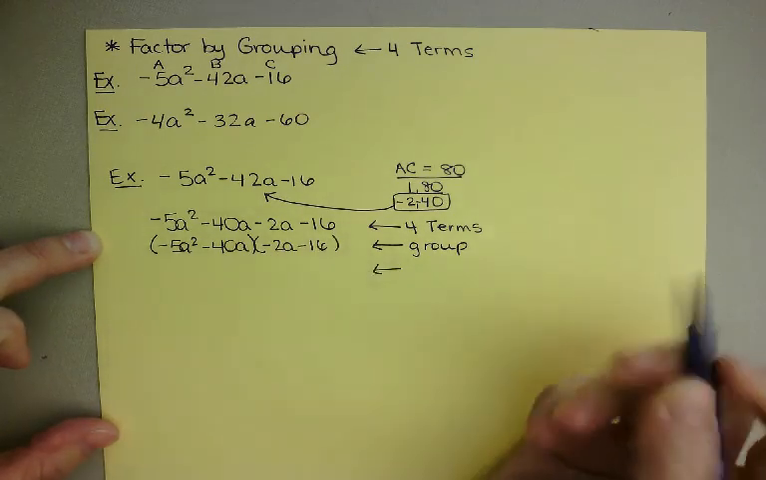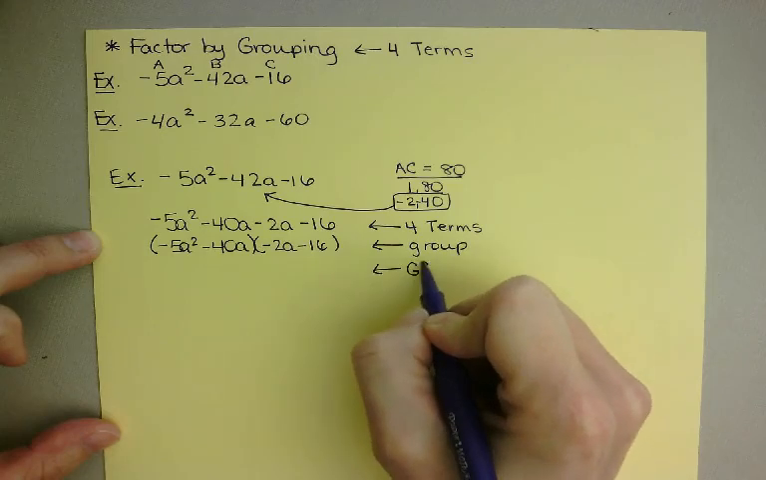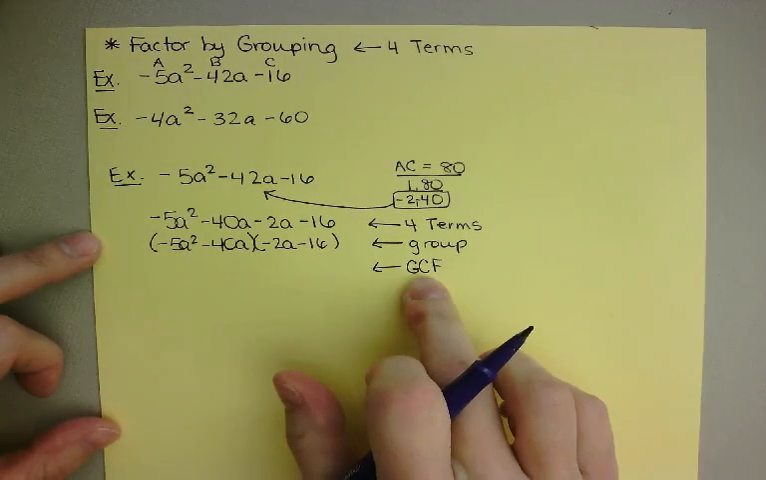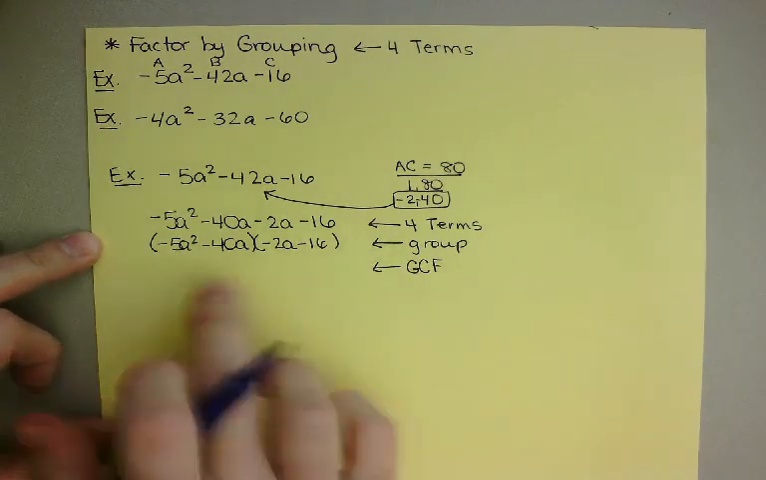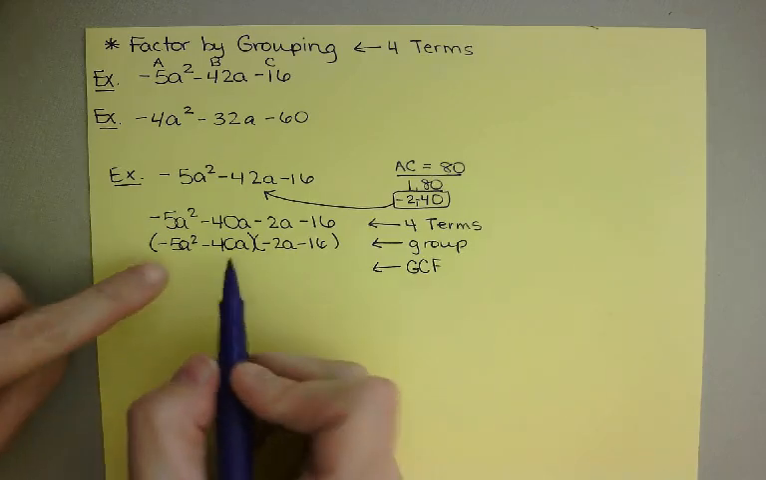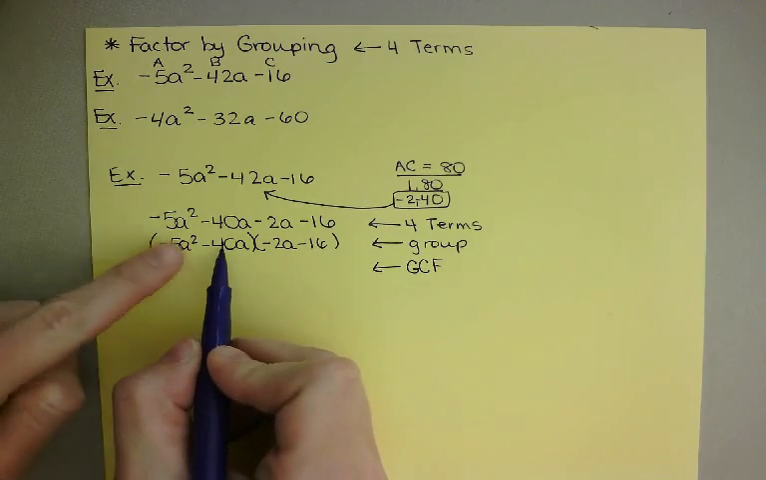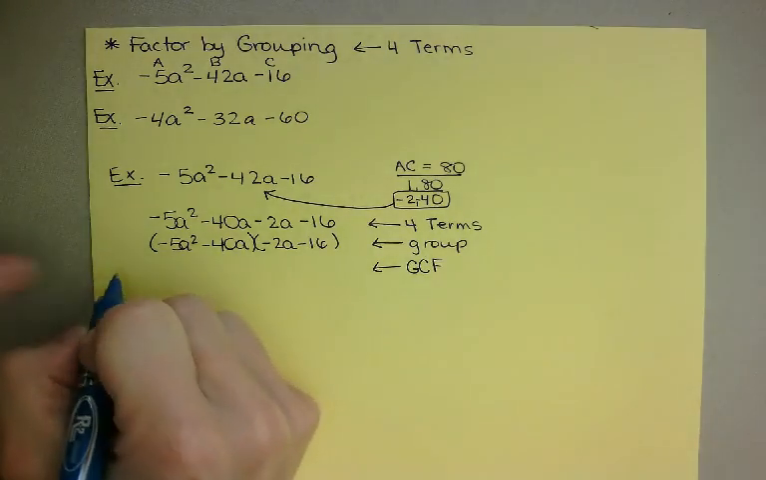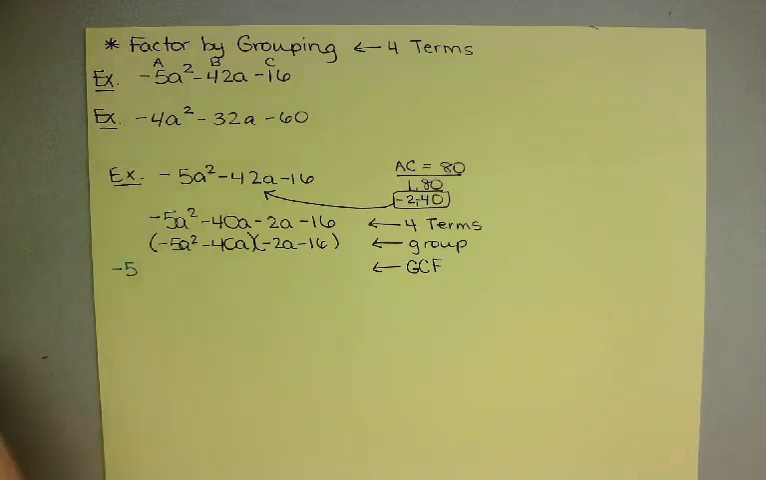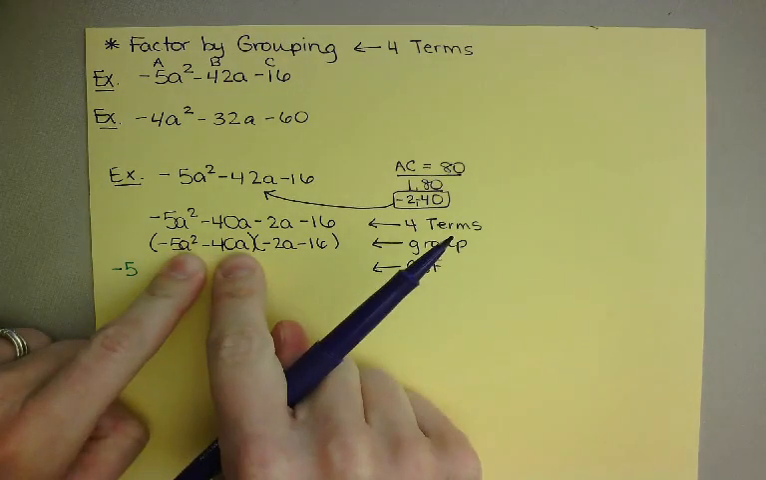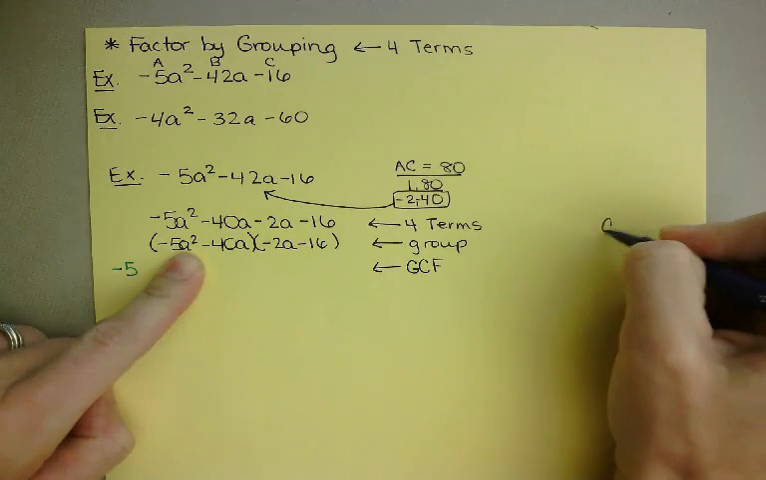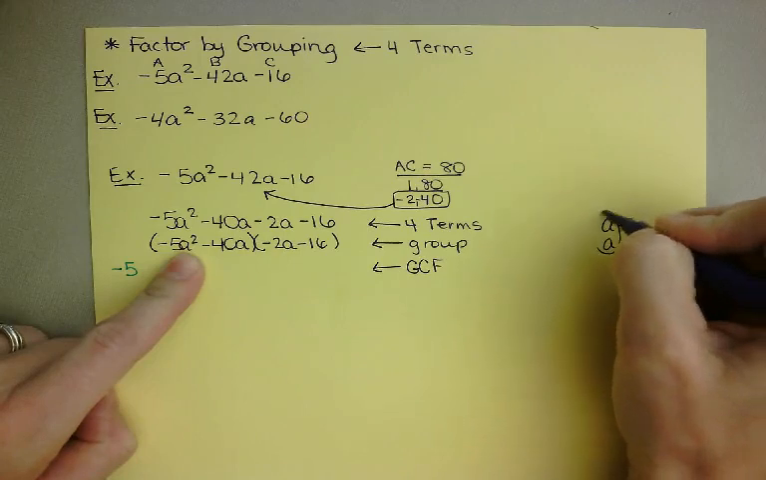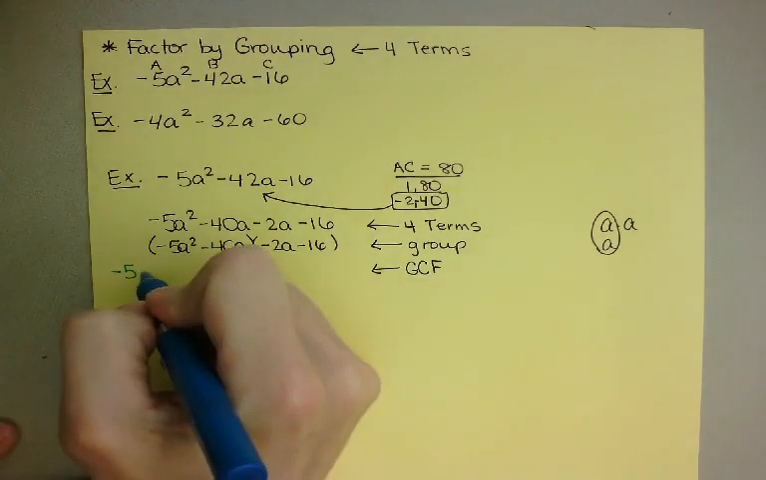This step 3 right here is where some of you are struggling: figuring out the greatest common factor. What that means is, what's the largest number that both terms have in common? If we look at negative 5 and negative 40, the largest number that they are both divisible by is a negative 5. So I'm going to bring out a negative 5. Now I need to look at a and a squared. A squared is really a times a. What do they both have in common? They both have an a, so I'm going to factor out an a as well.